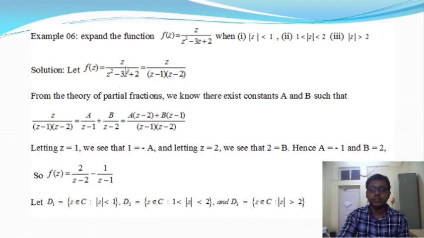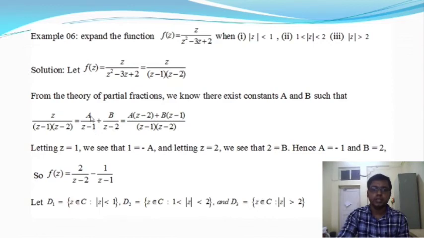So after using the middle term method, we will get z by (z minus 1) into (z minus 2). From the theory of partial fractions, there are two constants A and B. These two constants are arbitrary constants. Therefore, the function z by (z minus 1) into (z minus 2) can be decomposed into two partial fractions.